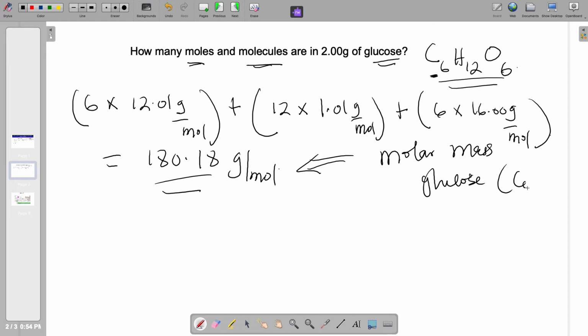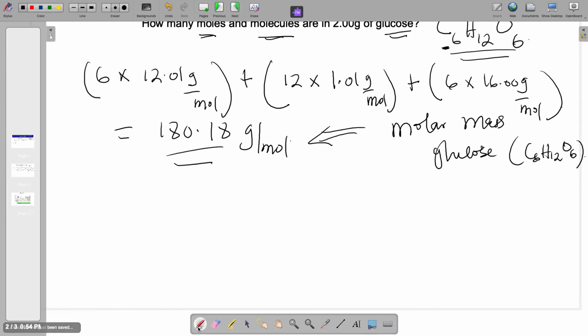And remember, you see C6H12O6. So that's the molar mass. So now that we know our molar mass, we can convert our mass in grams to moles. To do that, we set up our table. Remember, I always say set up your table.